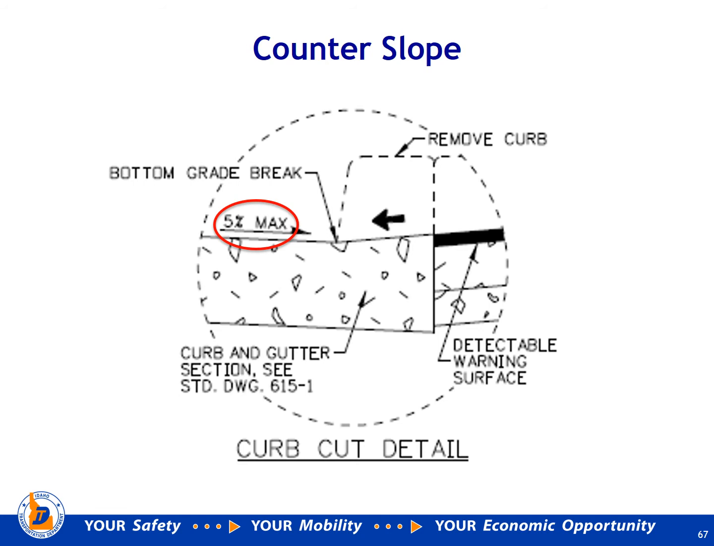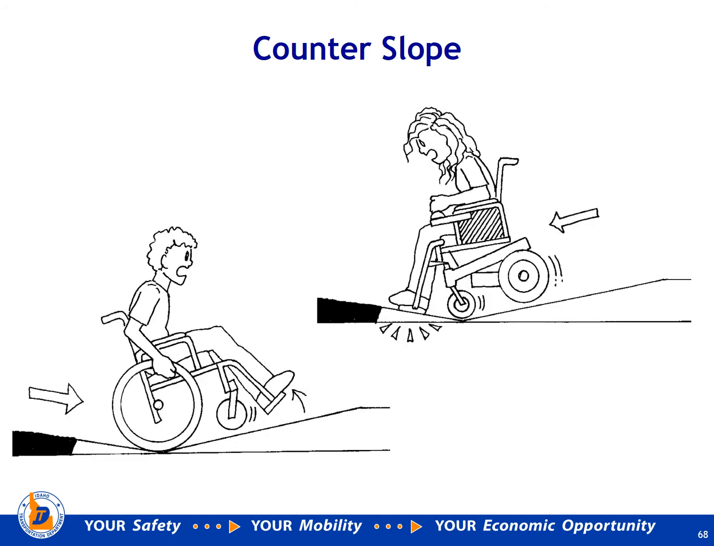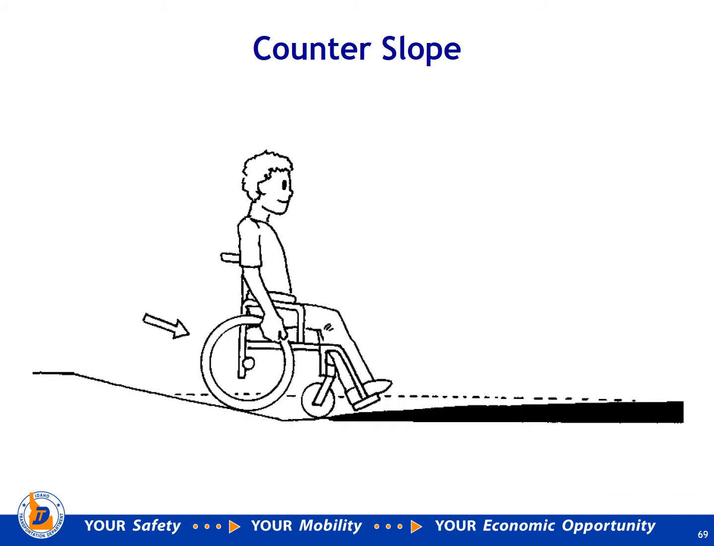Here we see a curb cut detail from standard drawing 614-3. Note that it states the 5% maximum counter slope. In this slide, severe changes of counter slope can catch the footrest or cause backward tipping of wheelchairs. Neither situation is pleasant for the wheelchair user. In this slide, we're showing a better example of counter slope. Here it's created a smooth transition from the bottom of the ramp through the gutter onto the pavement.